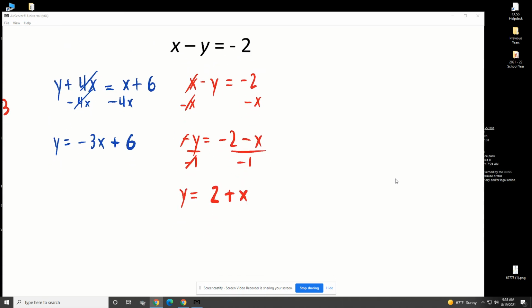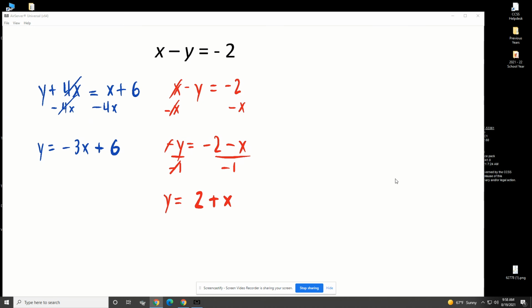Yeah. So if they both equal y, then they both, finish that up for me. If they both equal y, then they both equal each other. So therefore, what am I going to write? Negative 3x plus 6 equals 2 plus x. If they both equal y, they both equal each other. So I ignore the y's, and I basically am substituting these values in for y, and they're set equal to each other. So what do I need to do to solve this one?